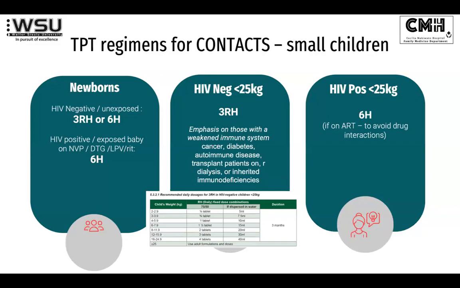So we're very used to the under 5s that are exposed, but you might have 6-year-olds or 7-year-olds that are also weighing under 25 kilograms in that household that have been exposed. And they will all get either the 3RH if they're HIV negative or the 6H if they're HIV positive.